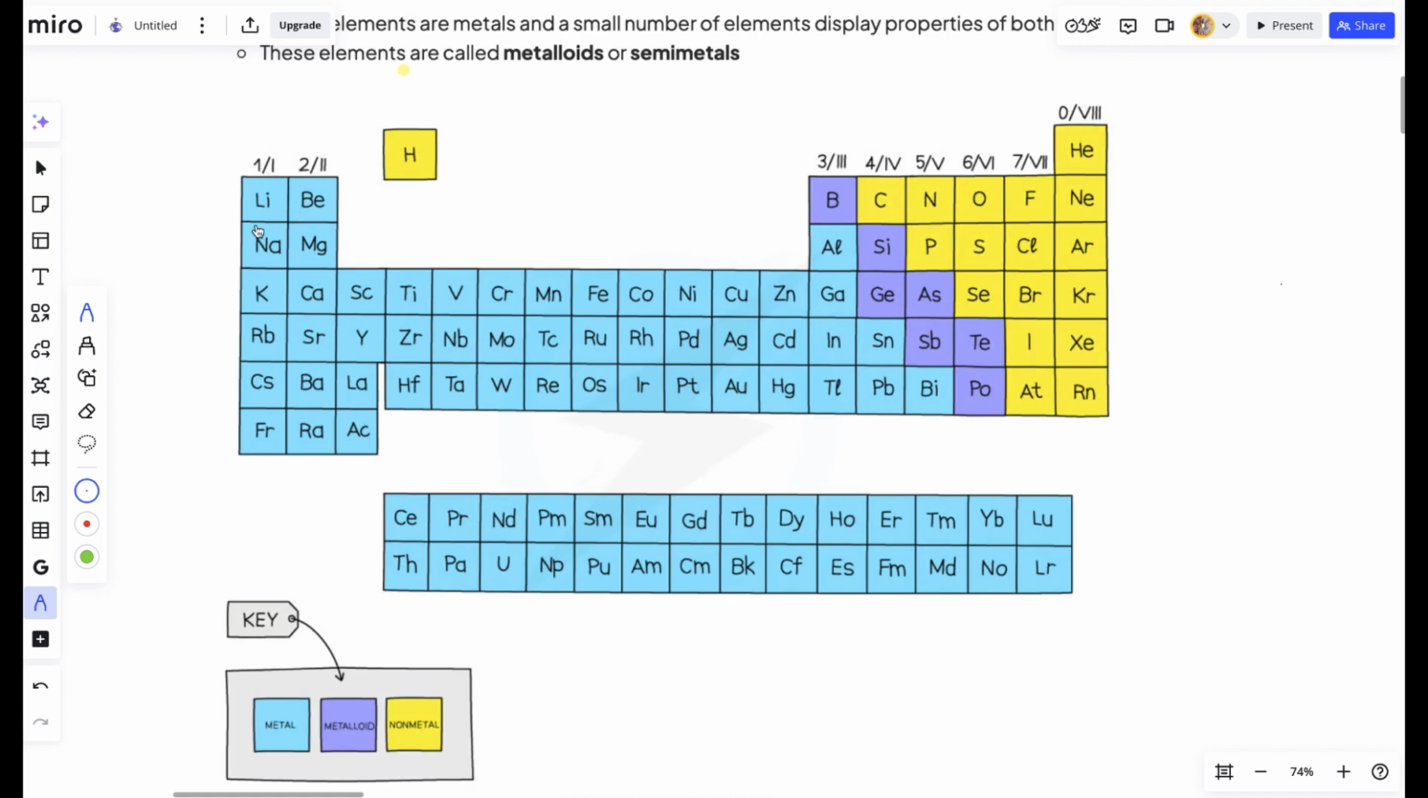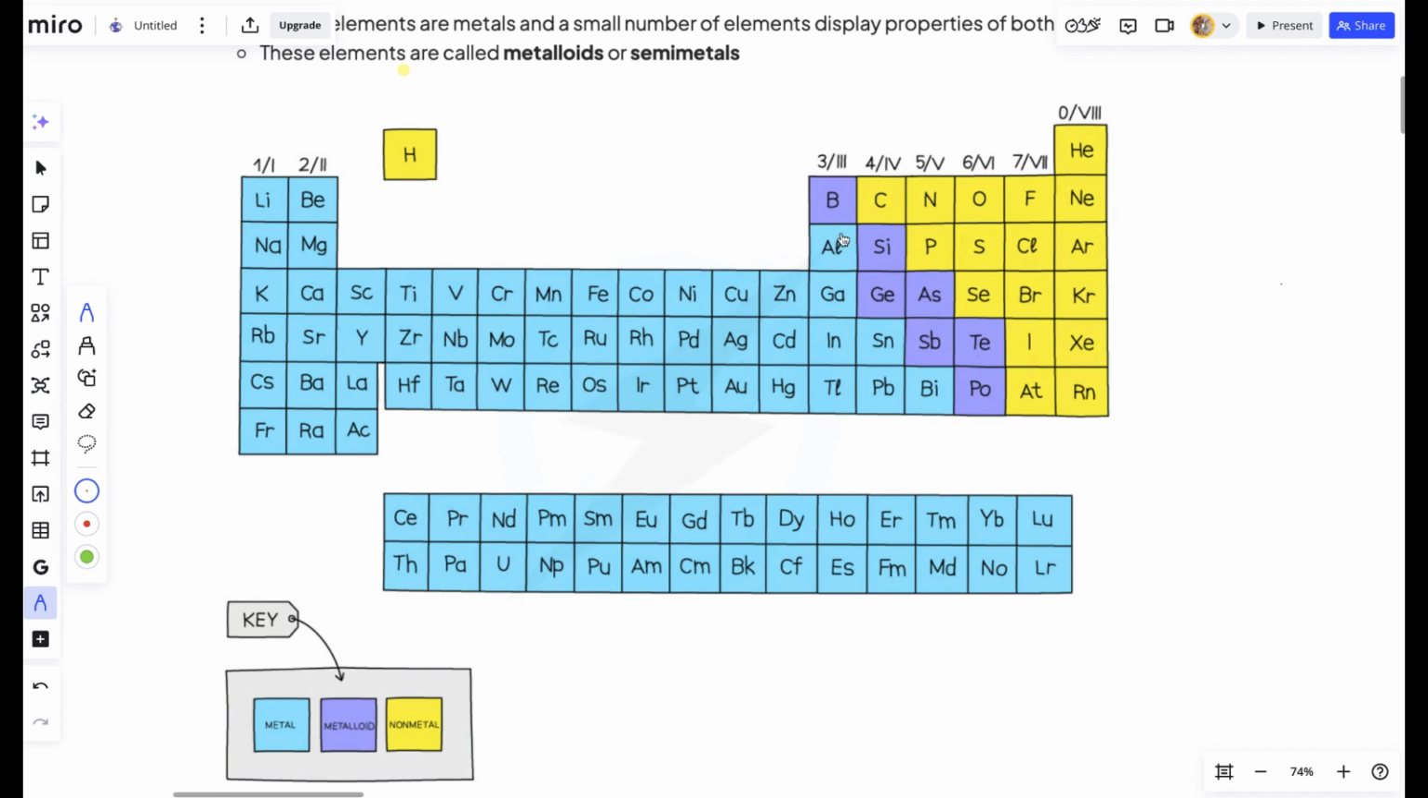This is group 1 in the periodic table. You can see lithium, sodium, potassium, rubidium, caesium, and francium. So you can see all these elements which form the group 1 metals, and you have the group 2: beryllium, magnesium, calcium, strontium, barium, and radium. So you can see these are the group 2 elements. Between group 2 and group 3 in the periodic table, here is group 3. Now between group 2 and group 3, you have transition metals. Is that okay?